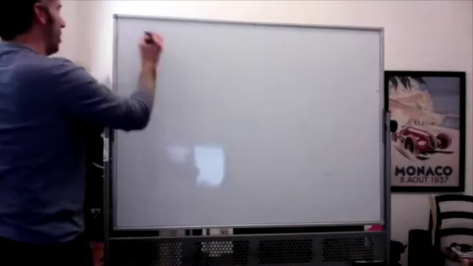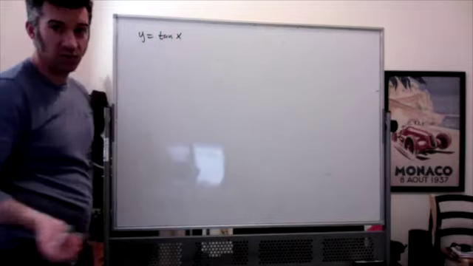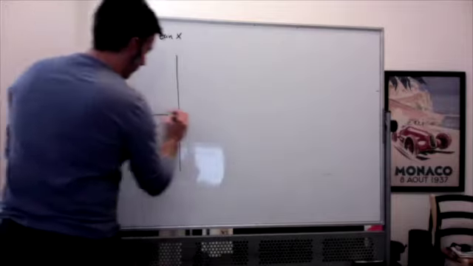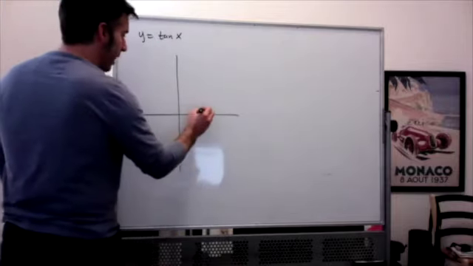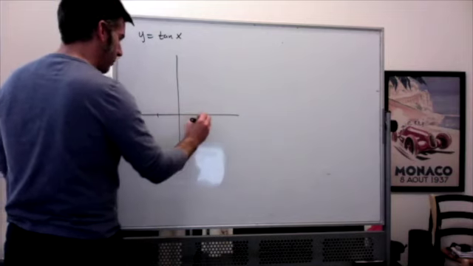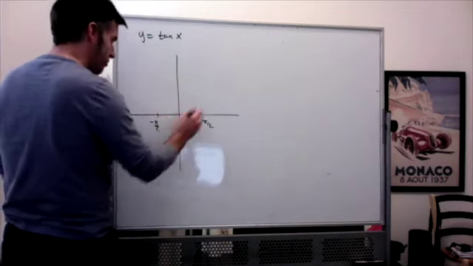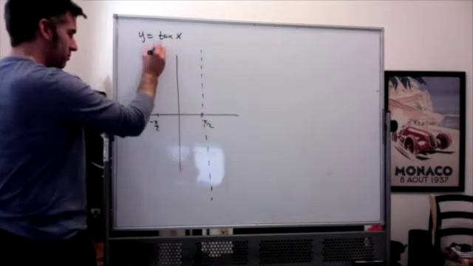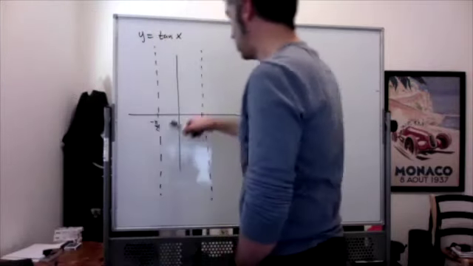If I was going to draw just tangents, here's what I would really draw. Say, hey, look, I know I've got vertical asymptotes at pi over 2 and negative pi over 2, really every odd multiple of pi over 2. And then I know it has this shape.